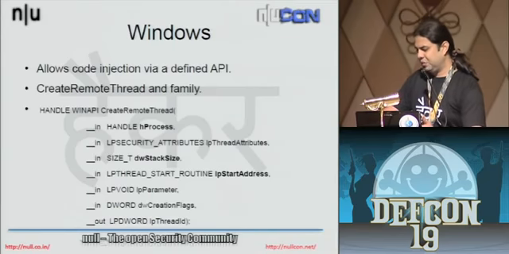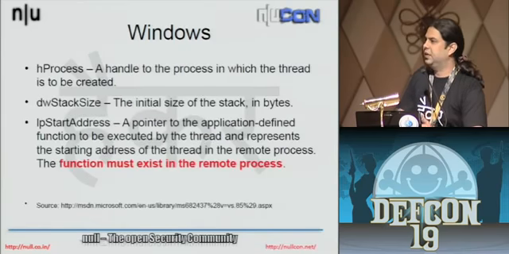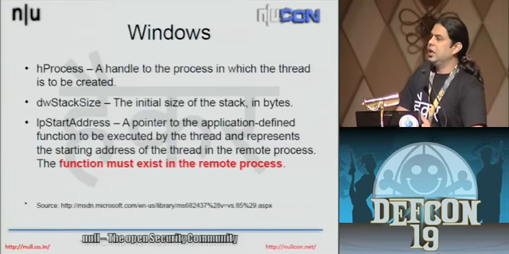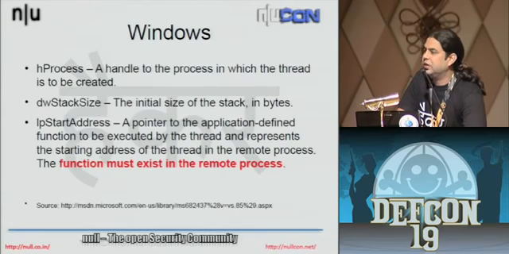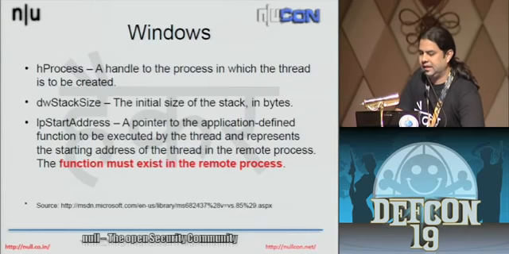So I'm not going to go deep into what this API does, but we'll just look at some of the important parameters that this function has. So hProcess will specify the target process or the victim process where you want to inject code. The stack size talks about the stack for the thread that you want to create inside the remote process. And then the start address is the address of the function or code that you want to execute. Now according to the documentation of this function, it says that the function or the code must exist inside the process.